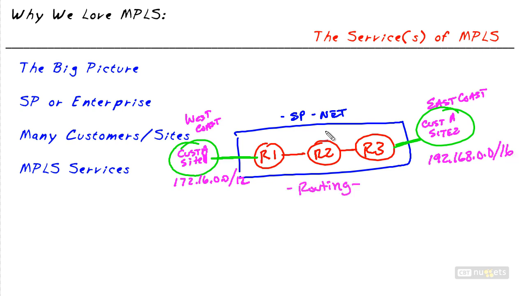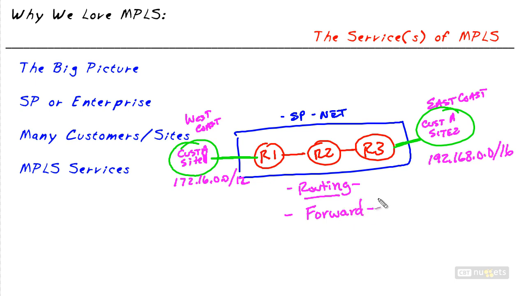Now, as a service provider for this customer, customer A, we need to provide some services, including routing services. So from an education or a learning perspective, routing could imply that we need to make sure that all the devices over at site 1 know how to reach 192.168, which is site 2, and vice versa. We need to make sure that all the devices over at site 2 know how to reach the 172.16 address space at site 1.